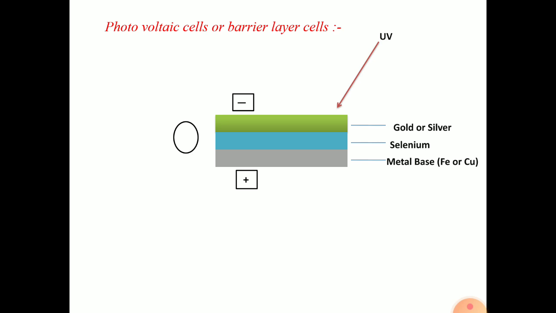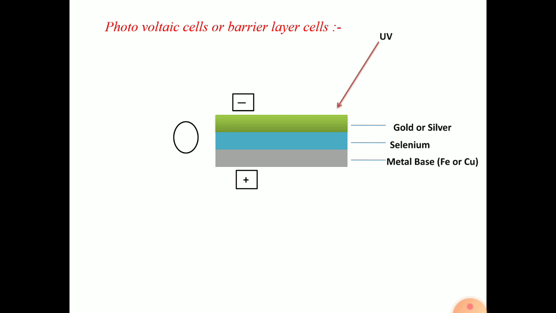Due to these three layers, we get two barriers: one barrier between the gold and selenium, and another between the metal base and selenium. Here the metal base acts as the anode and the gold or silver layer acts as the cathode.